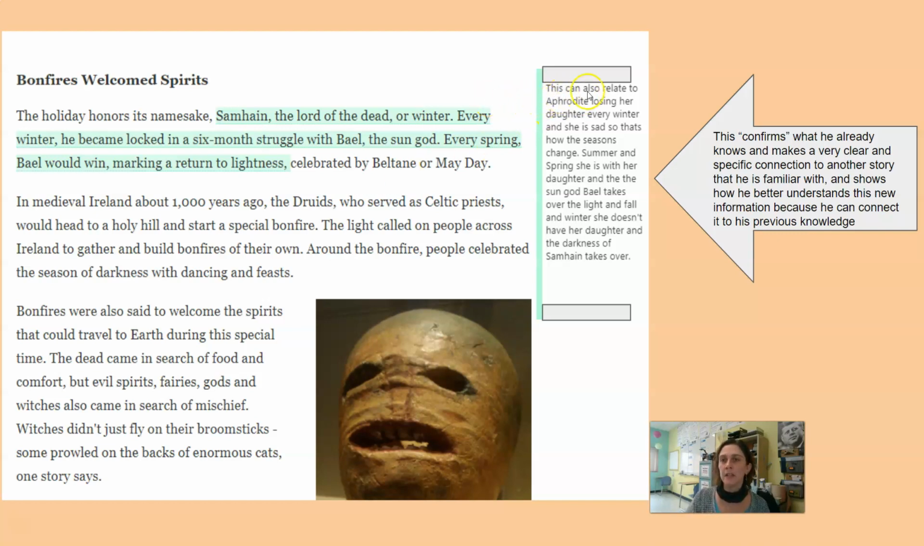This student wrote, "This can also relate to Aphrodite losing her daughter every winter, and she is sad, so that's how the seasons change. Summer and spring she is with her daughter, and oh, the sun god Baal takes over the light and fall and winter. She doesn't have her daughter, and the darkness of Samhain takes over." So that's a little convoluted there, but basically talking about Demeter would be her mother, I believe.